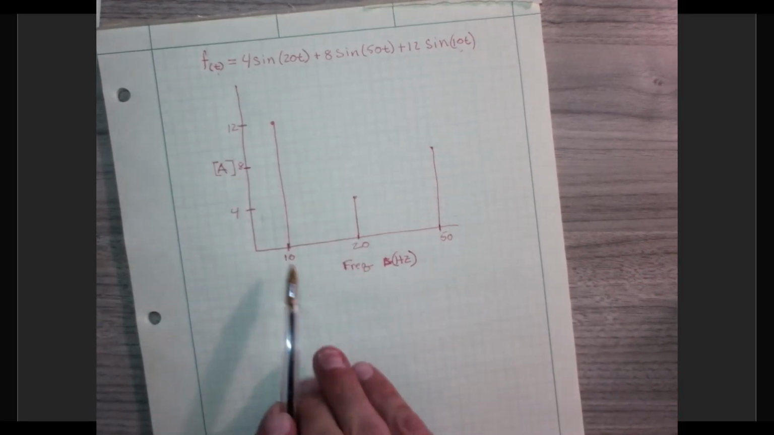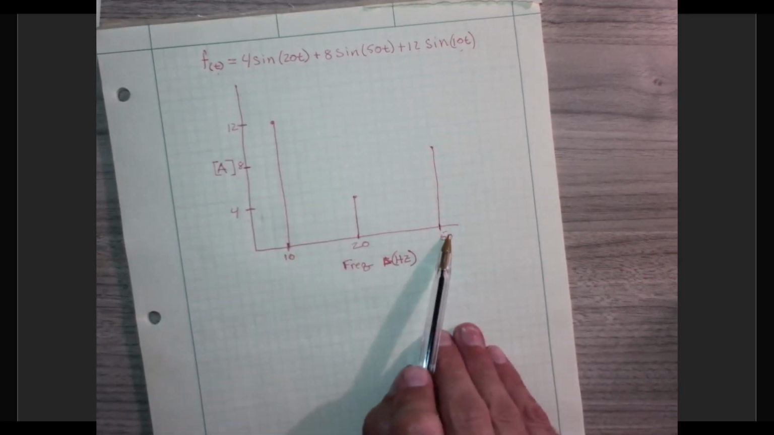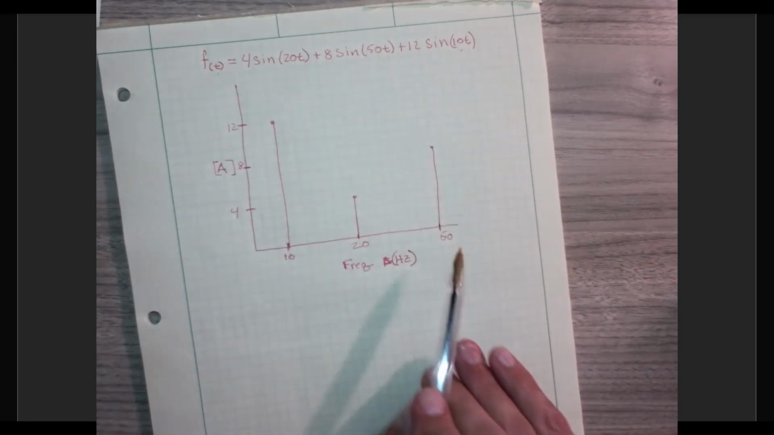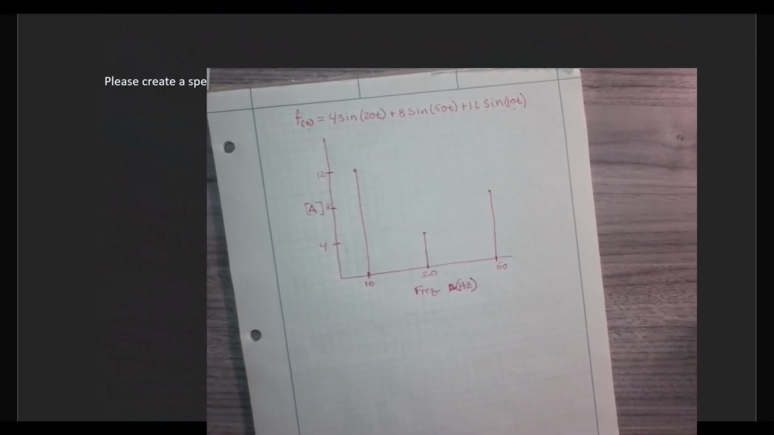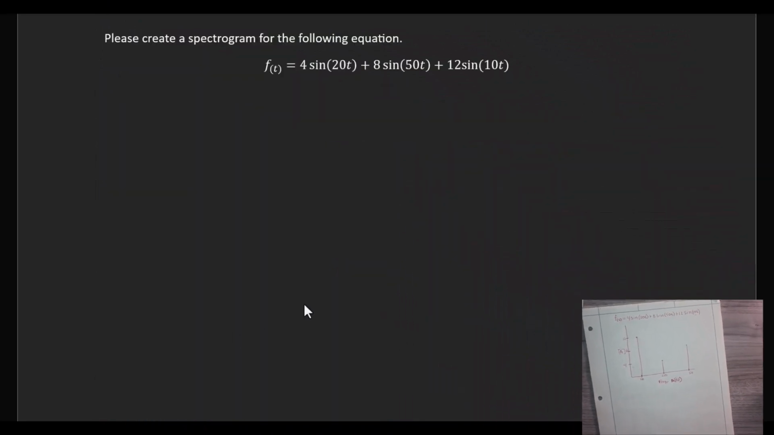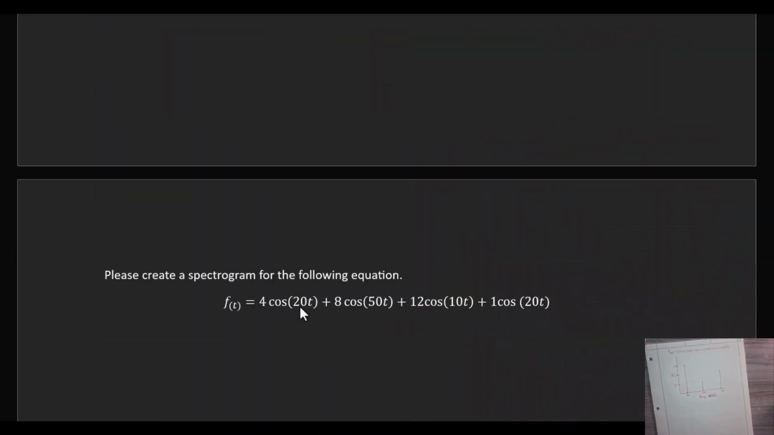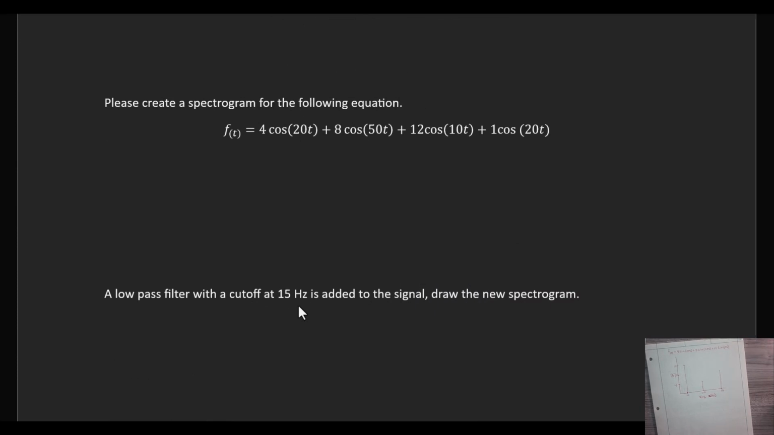Quite the simple and easy spectrogram. So this shows us all of our individual frequencies that make this up, and it shows us all of our amplitudes. Now, we have another problem here, and we're going to get a little bit more complicated. I'll scroll down. And this problem asks us to create another spectrogram for a different equation.